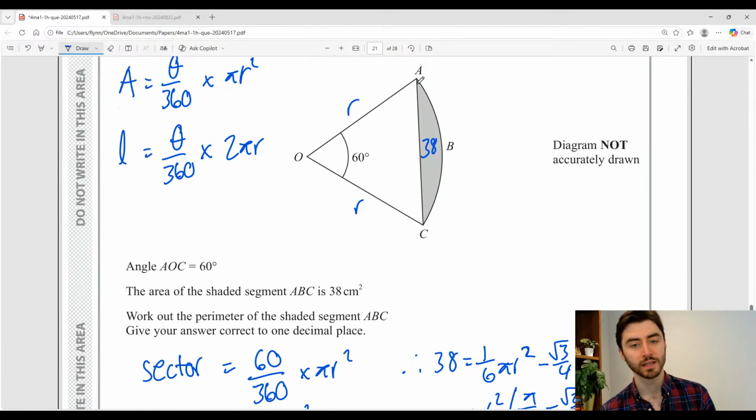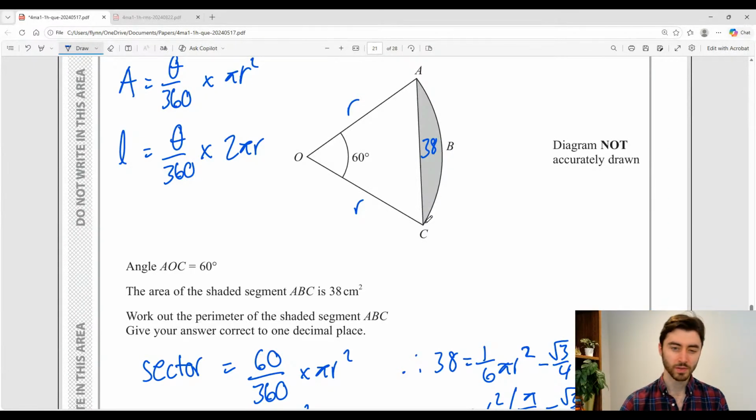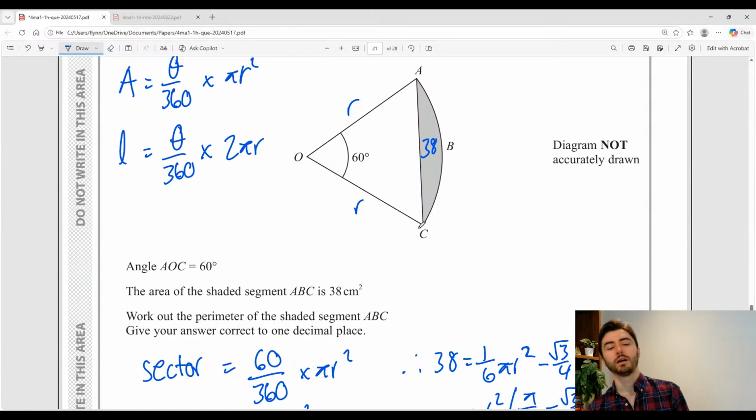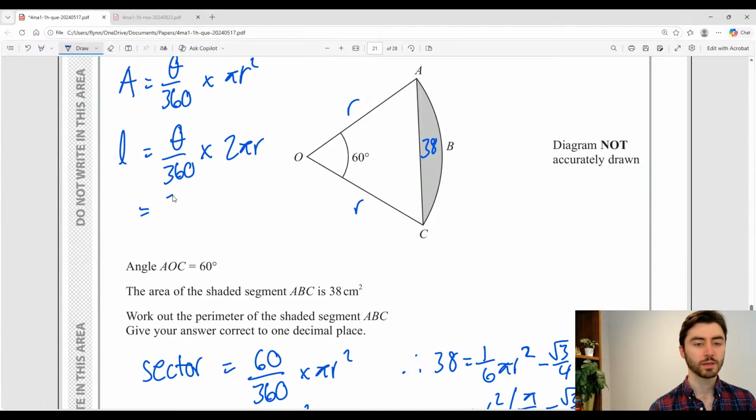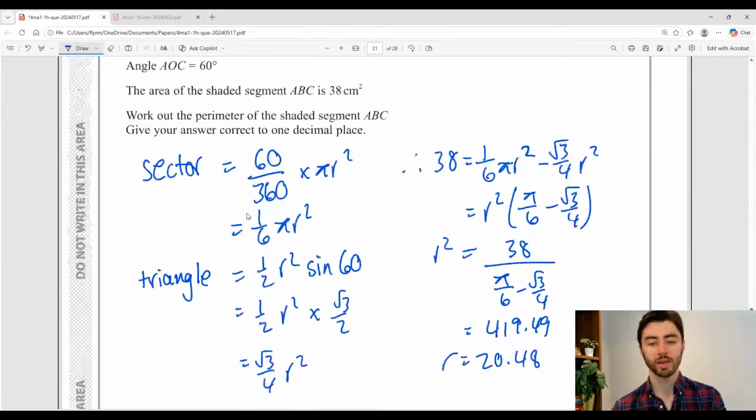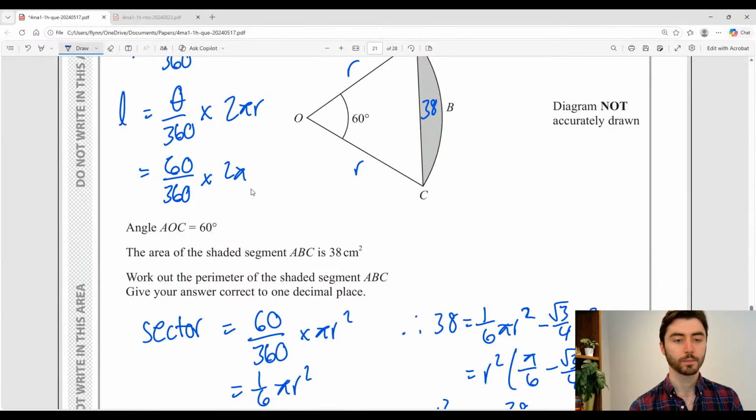So in order to do that, I need to work out this length here. And there's an easy way and a hard way to do that. And I need to work out that curved length. So I'll work out the curved length first. Where this curved length is going to be 60 over 360 times 2 pi times that radius of 20.48.